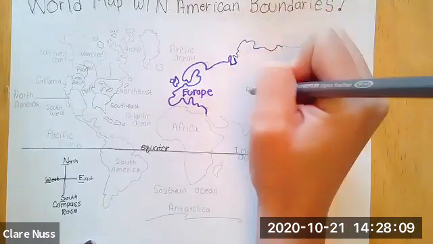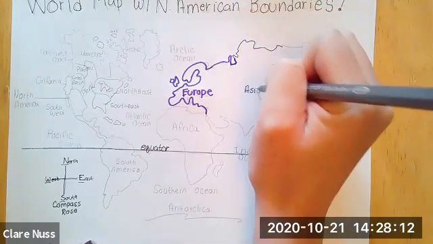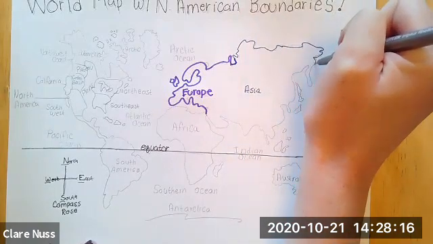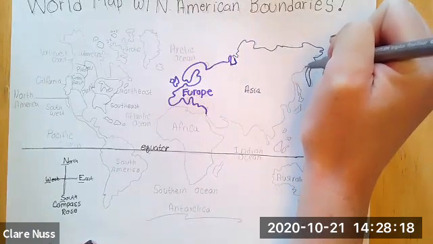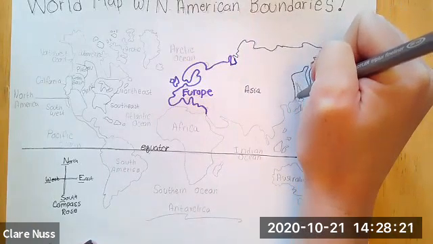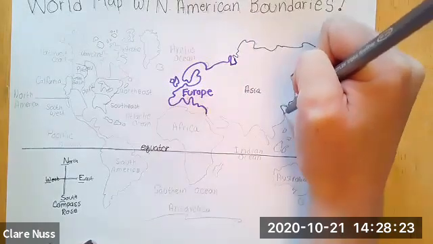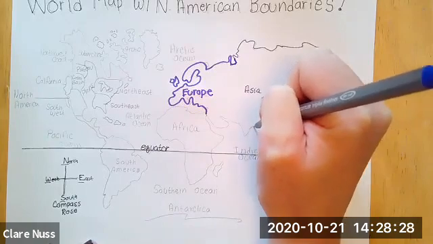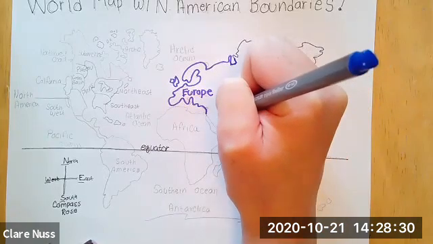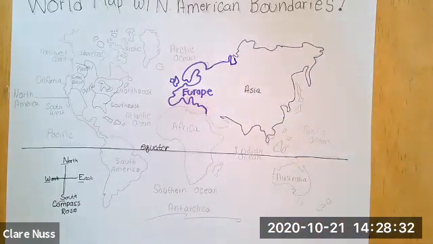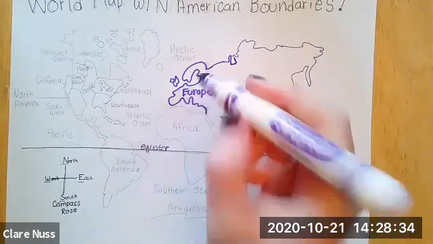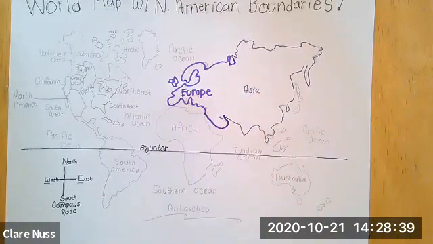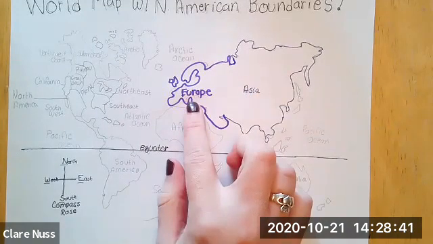And will you say Asia with me? Asia. Many of you have ancestors who are also from Asia. If you have ancestors who are from Japan or India or China, then you have ancestors who are from the continent of Asia. Say Asia with me, Asia. Sorry, my drawing's a little off today, but I'm gonna fix it for you, I promise. Okay, there you go. So far, our two continents are Europe and Asia.